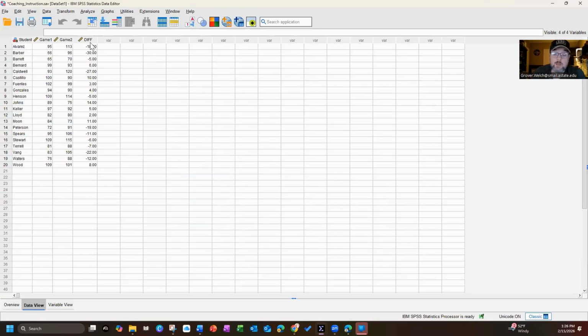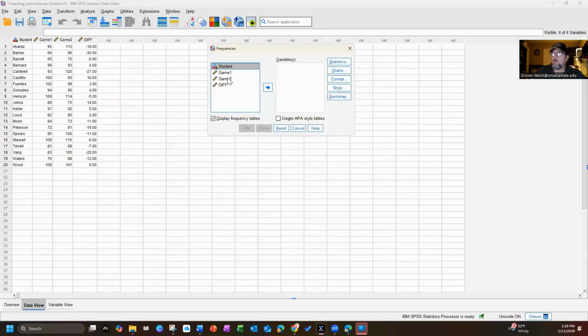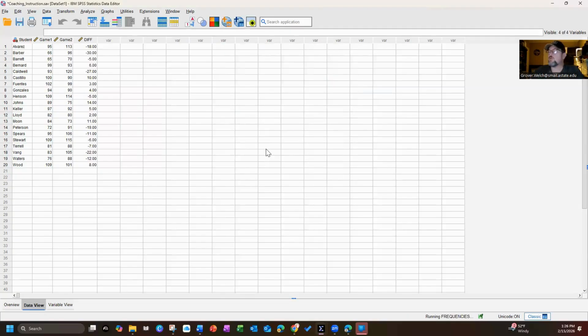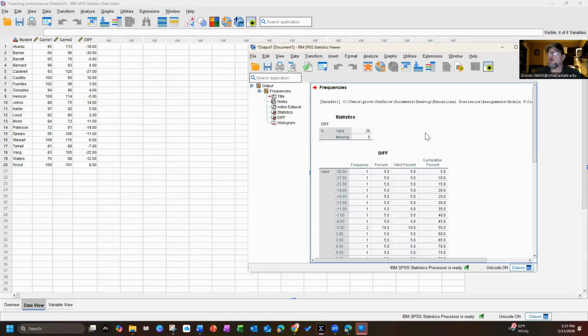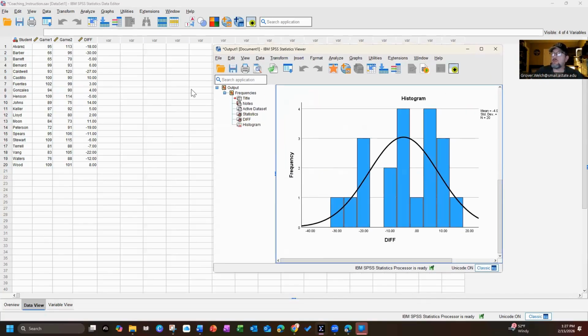I want to see how this data is normal. So I'm going to go to Analyze, Descriptive Statistics, Frequencies. I'm going to put in my diff, and then I want to look at a histogram. I want to show the normal curve on my histogram. I'm going to hit OK. That's going to give me my frequency table, but sorry, it was hidden. All right, and now I have my histogram. It is generally normal, but I am going to go back and look a little deeper into that.